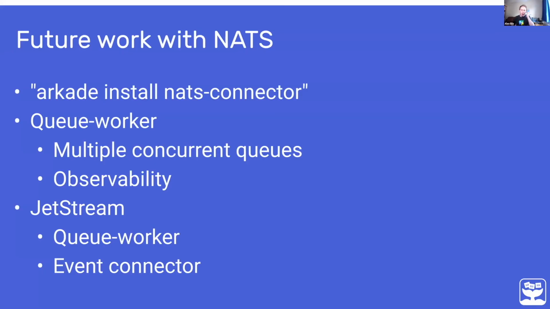So the future work with NATS I have in mind is to be able to install that NATS connector through Arkade as an app. At the moment, you can install it with Helm. The queue worker can do multiple concurrent requests, and you can scale that up. But if you had a bunch of slow requests and a bunch of fast ones, because they're in one topic, they're effectively going to have to wait because it's first in, first out.